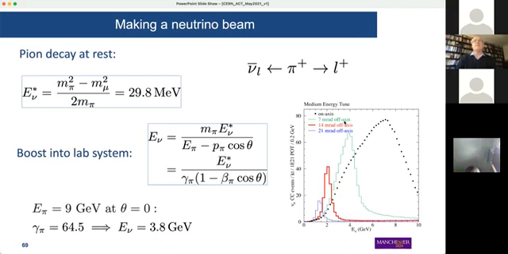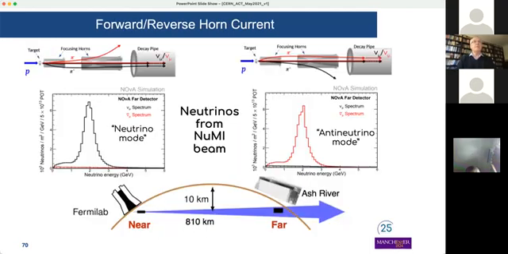Sorry, my mouse keeps disappearing. I don't know why. And you see, by going more and more off axis, we reduce the neutrino energy, but we also make the distribution narrower and narrower.